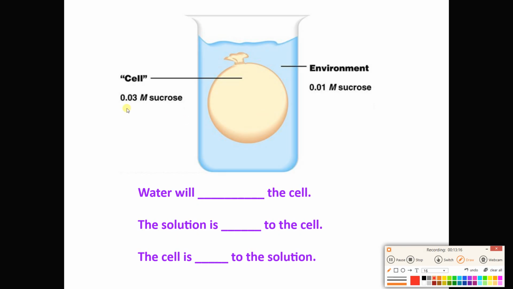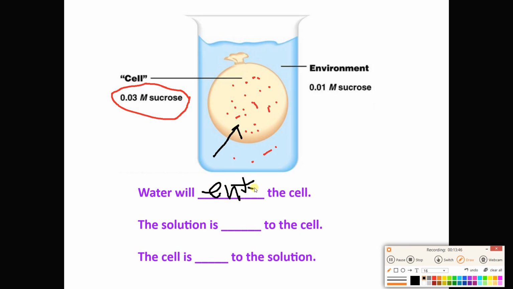All right, let's check your answer here. The cell has more particles. There's more particles in here. I'm just drawing particles here. More particles, more sucrose is in here. There are fewer particles out here. So water is going to have a tendency to go in to the cell. Water is going to enter the cell. The cell is going to get bigger.